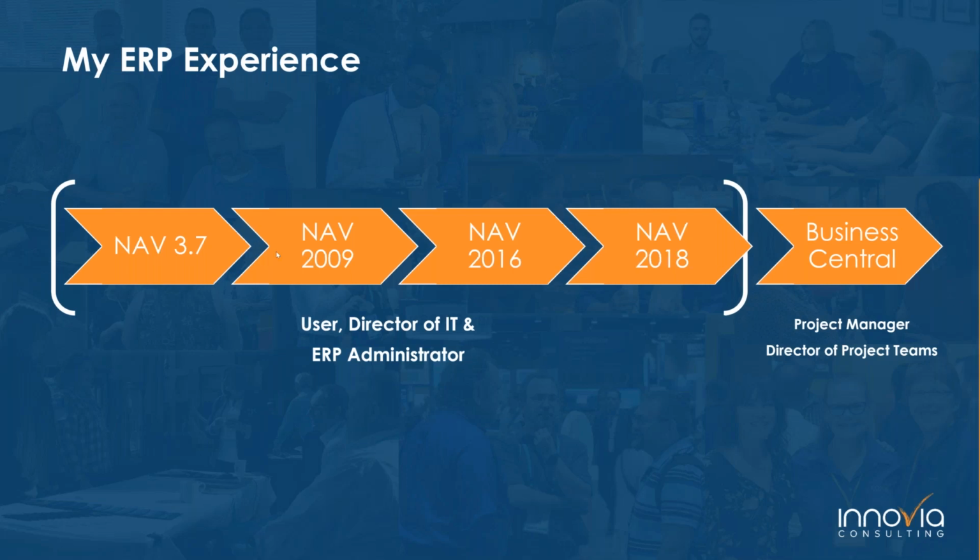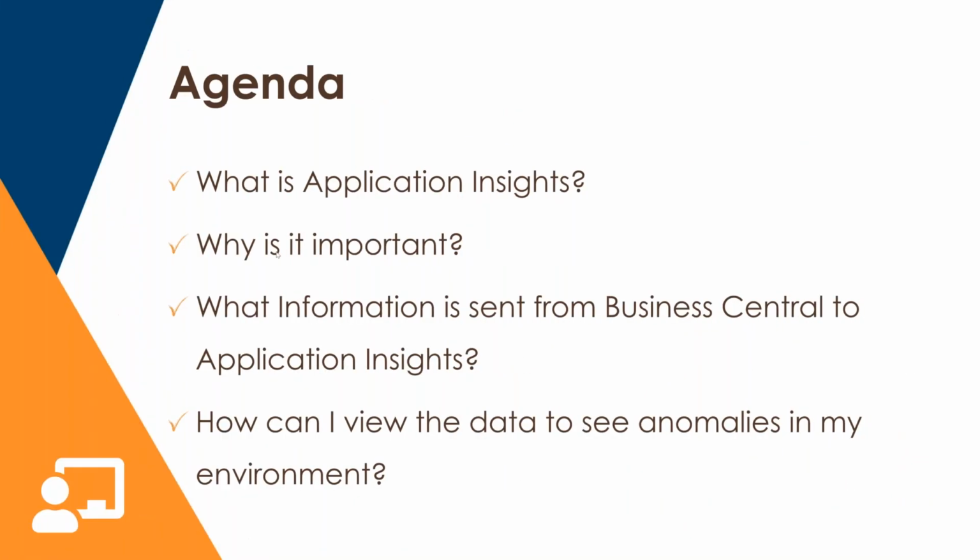So let's go ahead and dive in here. Today, we're going to talk a little bit about what Application Insights is, and why it is important, especially when you're on Business Central. We'll do an overview of what information is sent from Business Central to Application Insights and how you can view the data within Application Insights to detect any anomalies in your Business Central environment.